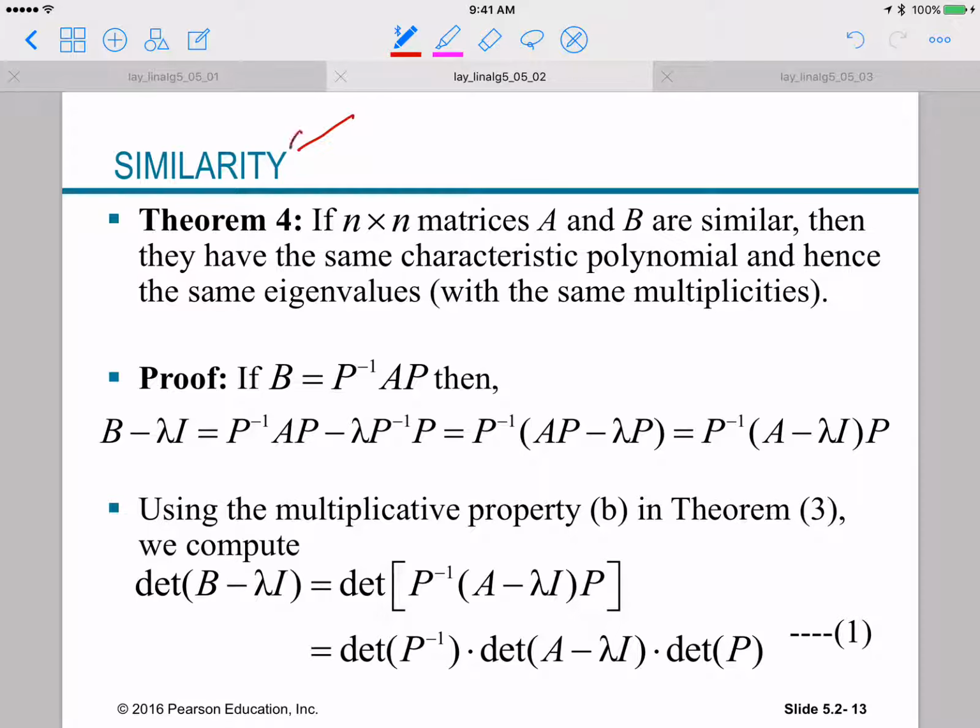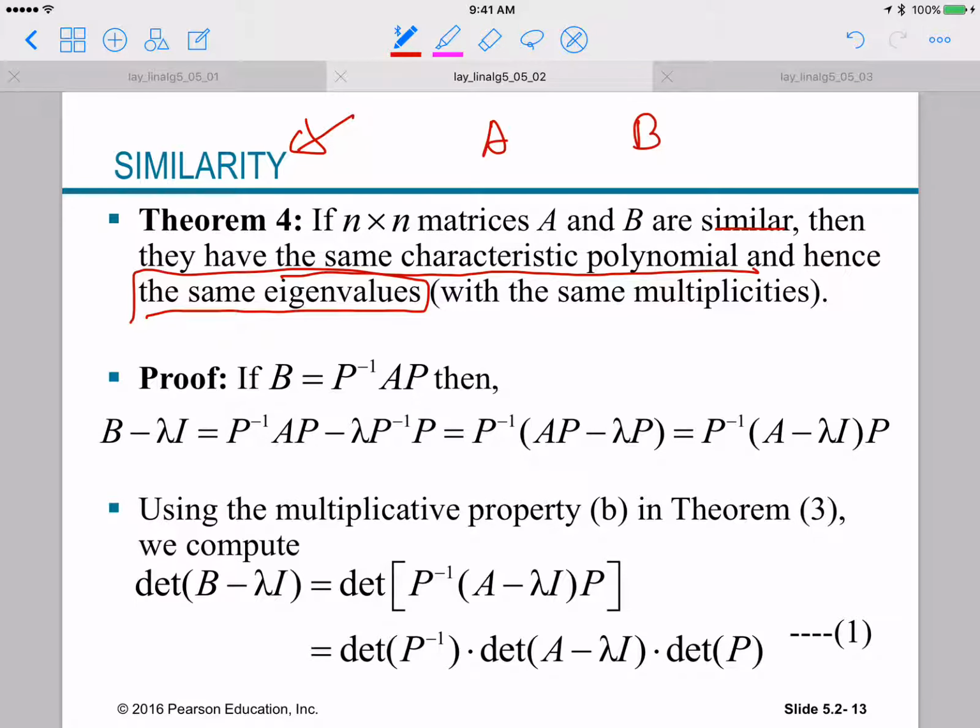So this similarity transformation, or if matrices A and B are similar, then between A and B they have some special property, and that property is this. They should have the same characteristic polynomial, and thus they will share the exact same set of eigenvalues.